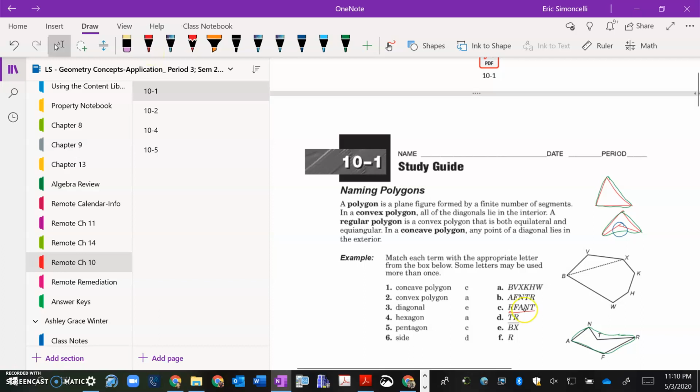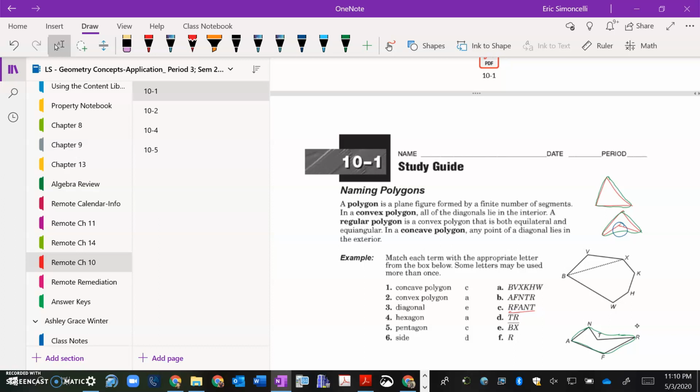And of course, as far as labeling, R, F, A, N, T, those letters are in the order in which, if you start at R, you circle around, go to F, A, N, T. Now, if you picked another letter to start with and you go in the other direction, that's fine. Just go in order, as we've seen in the past.